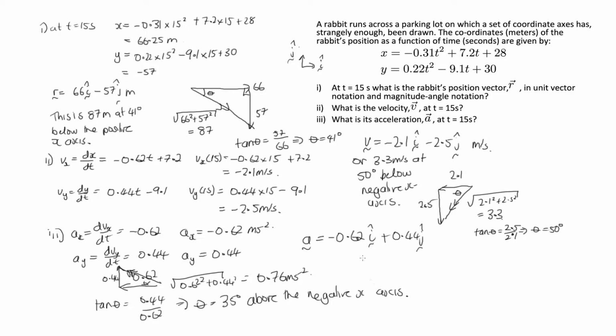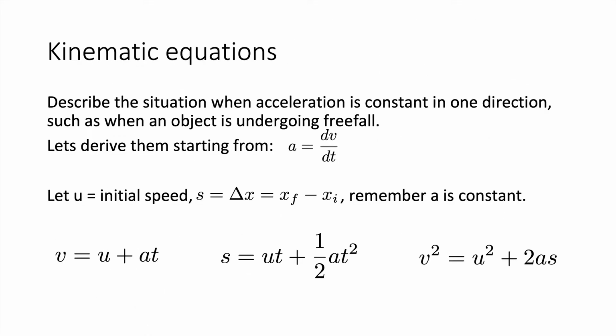So in that case, you can see we solved for each of the dimensions completely independently. The x and y weren't dependent upon each other, so we just had to differentiate x twice to get the acceleration, and do the same thing to y. So the kinematic equations describe situations when the acceleration is constant in one direction, such as when an object's undergoing freefall. So let's derive these now.